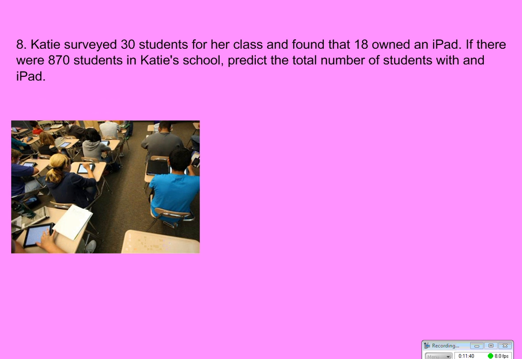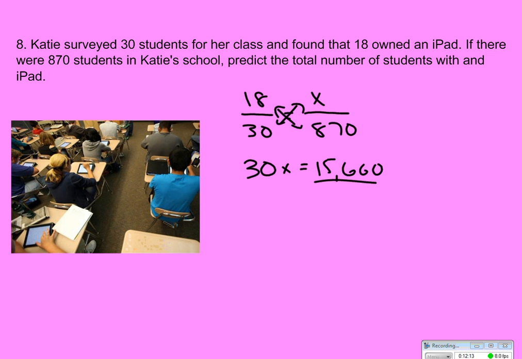Katie surveyed 30 students for a class and found that 18 owned an iPad. If there were 870 students in Katie's school, predict the total number of students with an iPad. So 30 students, 18 out of 30 own an iPad. There's 870 students in the school. How many own an iPad? Same kind of idea. So 30x will equal 870 times 18. That'll be 15,660 divided by 30. So out of those, that many students, 522 of them will have an iPad.